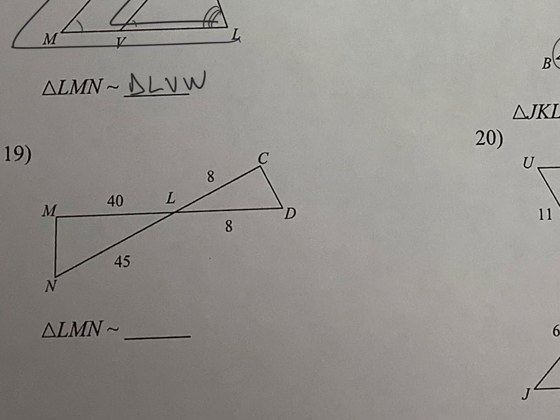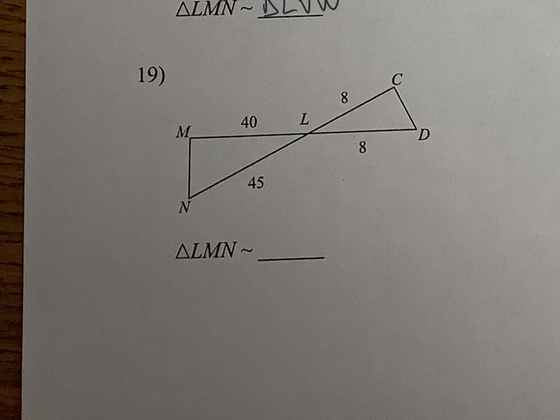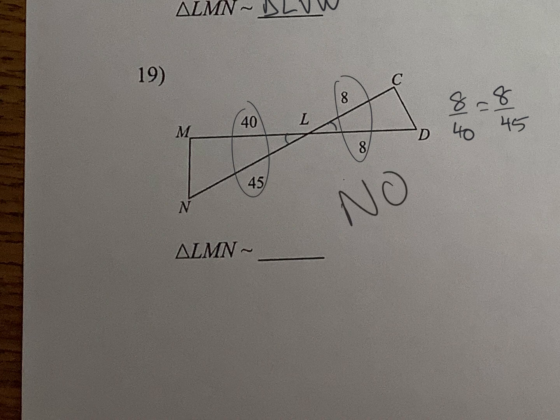Number 19. Again, vertical angles. So this could be side, angle, side if they're similar. So check it. So just stop for a second. Look, these two are the same. These two are not. There's no way this is going to be similar. Just to show you, 8 is to 40 as 8 is to 45. Well, that's not going to be the same. So this is a no. They're not similar.